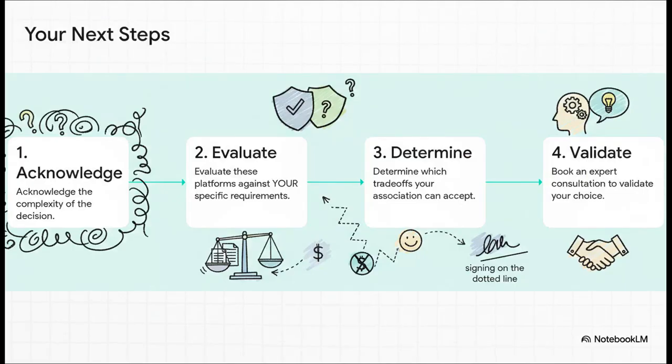So what's next? First, just acknowledge that this is a complex decision, and that's okay. You're not alone in this. Use this framework we've walked through to evaluate these platforms against your specific needs. Decide which set of compromises you and your team are willing to make. And finally, before you sign on that dotted line, validate your choice with an expert who can help you make the best possible decision for your association's future.